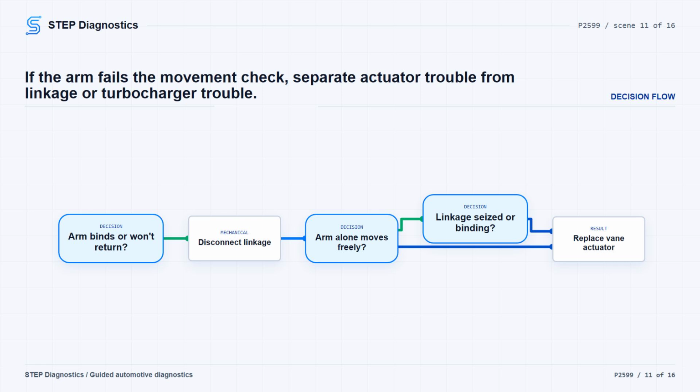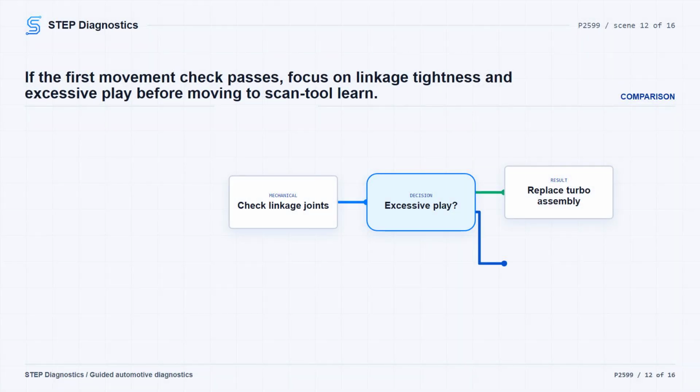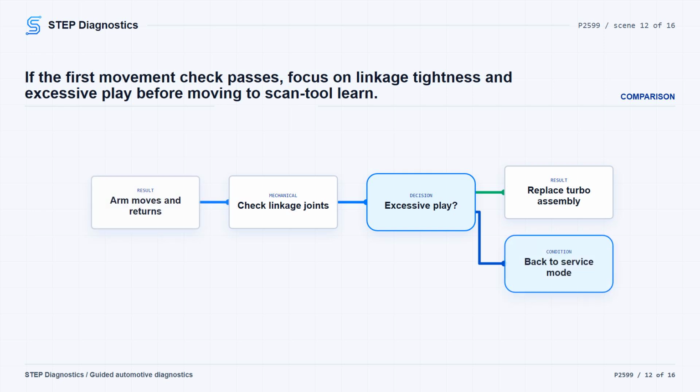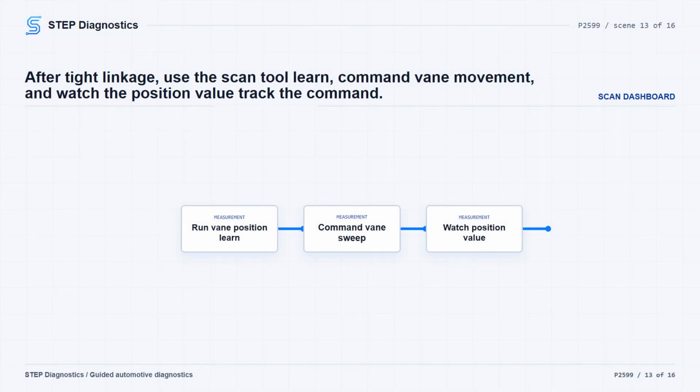If the actuator arm now moves freely and returns to the top, inspect the turbocharger actuator linkage for seized or binding joints. If the linkage is binding or seized, repair or replace it as needed. If the linkage moves freely after that failed movement check, replace the turbocharger. If the actuator arm passed the movement check to begin with, verify the linkage joints are tight and do not have excessive play. If the linkage joints have excessive play, replace the turbocharger assembly. If the linkage joints are tight, put the vehicle back in service mode.